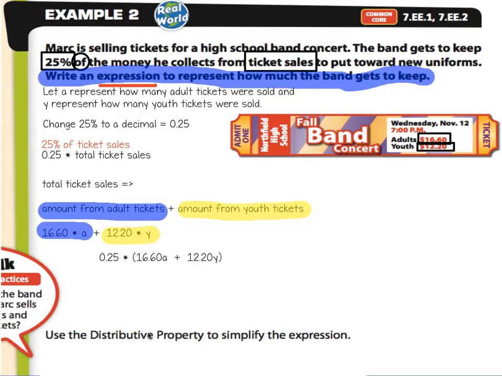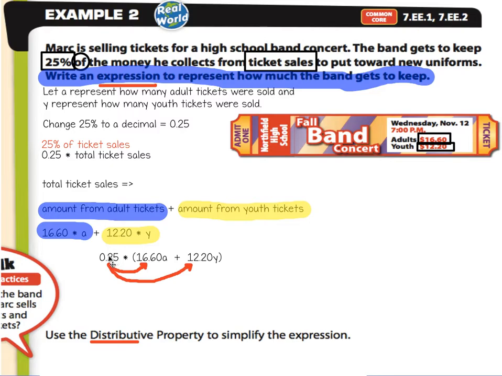So now we're actually going to use the distributive property to simplify the expression. The distributive property, look at the word distributive. It has the word distribute pretty much right inside of it. Distribute means that you're going to give something to everything on the inside. So we are going to distribute the 25 hundredths to everything inside of the parentheses. And we can only do this when we're multiplying by something that's inside of parentheses.